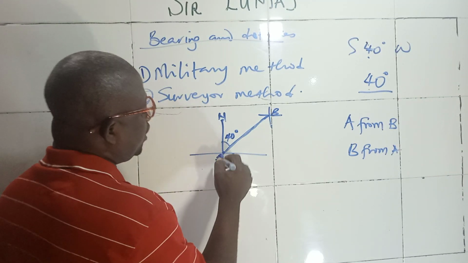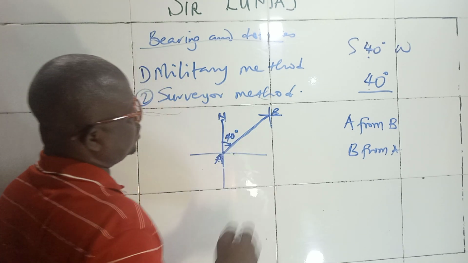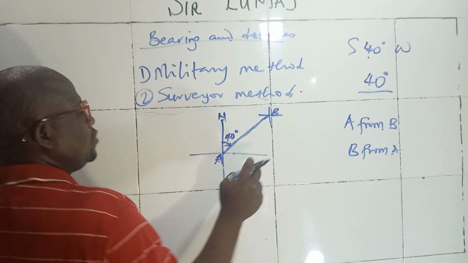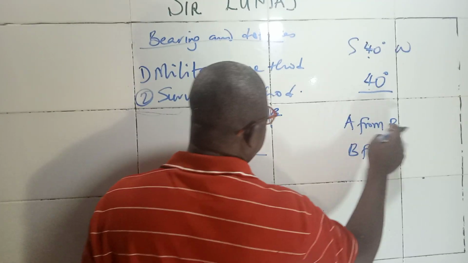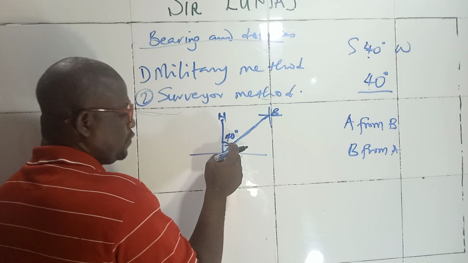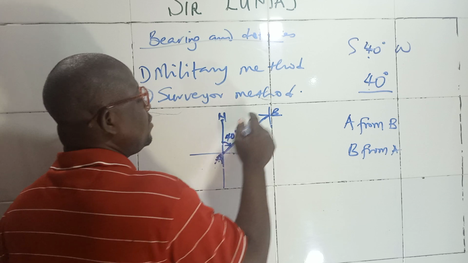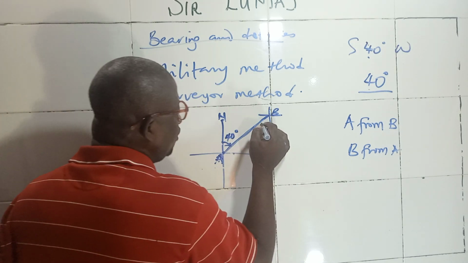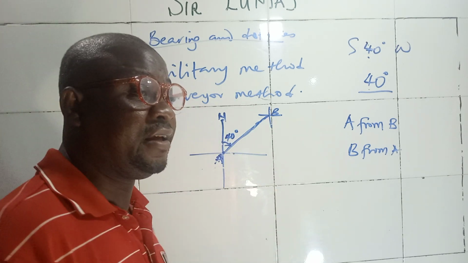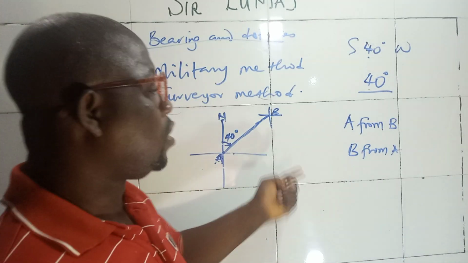So he said the man moved from A to B on a bearing of 40 degrees. Now I said A from B, B from A. This is B from A: 40 degrees. Then you say what is the bearing of A from B? That is from the north of B down to the line coming from A. Let me repeat, because this is where students normally make mistakes.